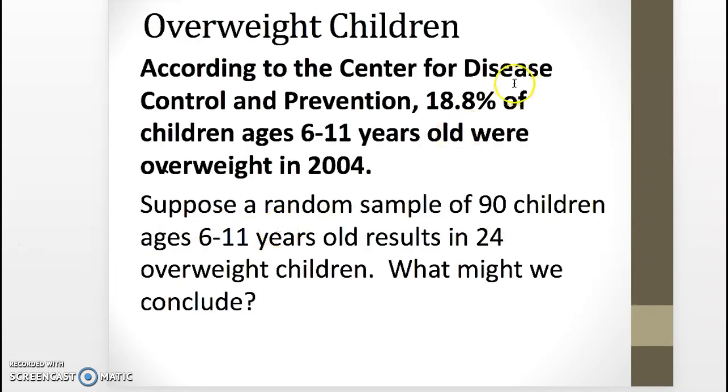And we're still dealing with the exact same population. We're still dealing with a random sample of 90 children. Remember that if that sample size changes, you must recompute your standard deviation. But in this case, we've left it the same, meaning we're going to be able to reuse and not have to recalculate. But suppose that a random sample of 90 children results in 24 overweight children. What might we conclude? So the phrasing on this question is a little bit more open-ended than the previous one.